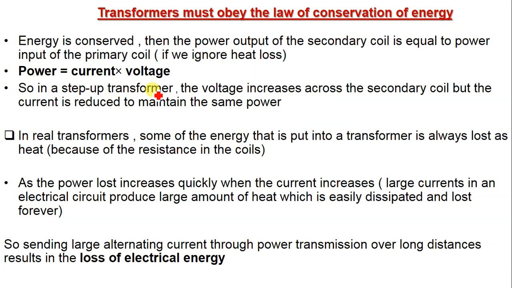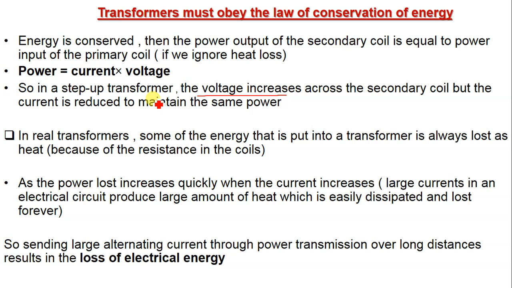In a step-up transformer, the voltage increases across the secondary coil, but the current is reduced. Why? In order to maintain the same power. Okay, so this is in the case of what? Of a perfect transformer. Ideal. What does ideal mean? Something really perfect, that is not real.